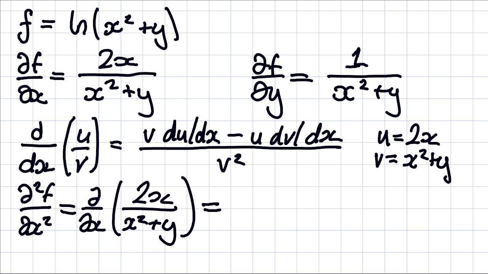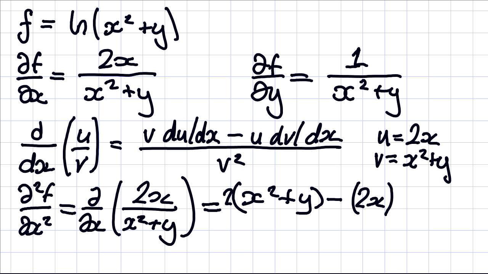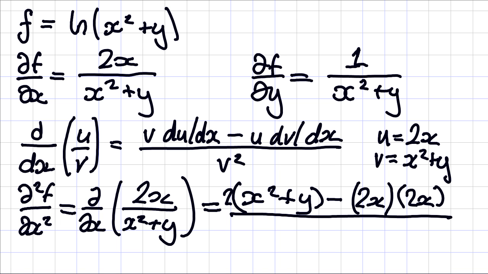So v times du dx, v is x squared plus y, du dx is just 2, so we subtract u, that's 2x, and multiply by dv dx, that's 2x again, and then divide through by v squared, x squared plus y, all squared.